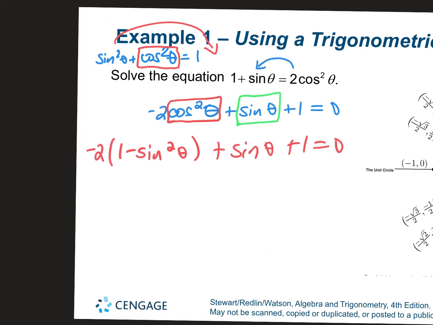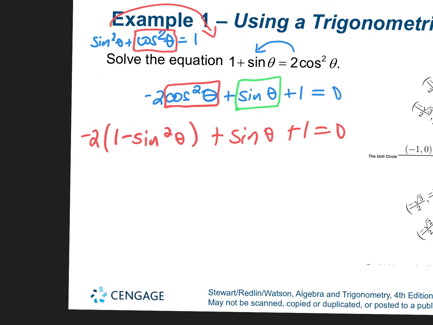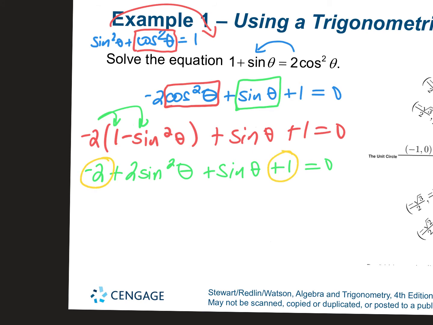And now we just go back to our basic algebra thinking. What do I do with this -2 here out in front? We distribute it. So I have -2, a negative times a negative is a positive 2 sine squared theta plus sine theta plus 1 equals 0. Everybody with me? Now, do you see anything that we can combine? Yeah, the -2 and the positive 1. So then this would become 2 sine squared theta plus sine theta minus 1 equals 0.